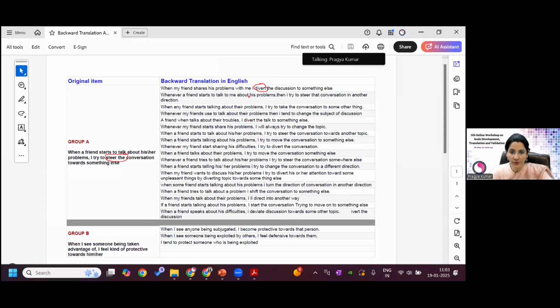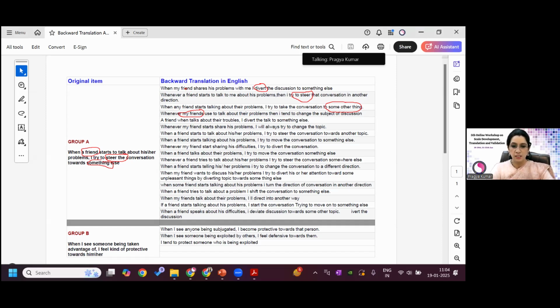"When a friend starts to talk to me about his problem, then I try to steer." So this is almost, I think, the same as the previous one. "When any friend starts talking about their problem, I try to take the conversation to some other thing", because it was "किसी और चीज". So you have to see like towards something else. Here it is something else; here it was some other thing. So I think you have to discuss whether these two terms are the same or not. "Whenever my friends": now here he has written "whenever my friends", and initially it was "when a friend". So you need to see whether it is talking about a single person or about many friends.